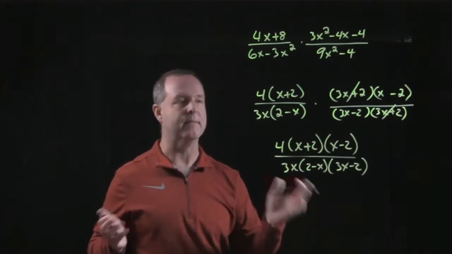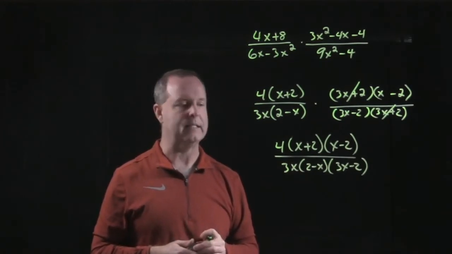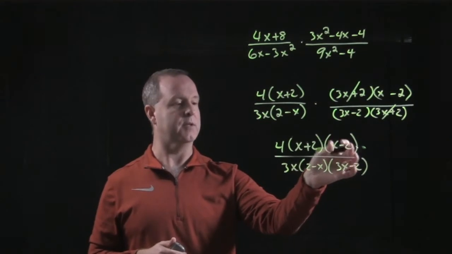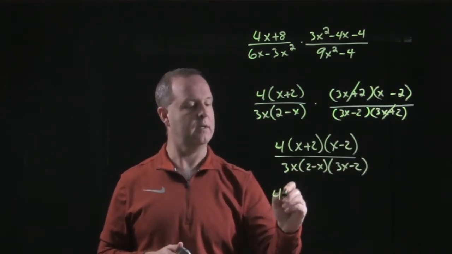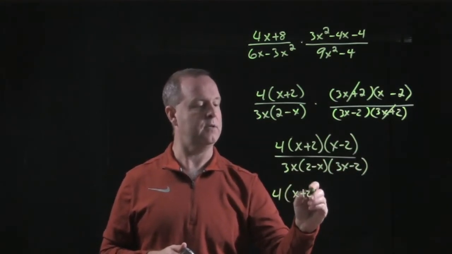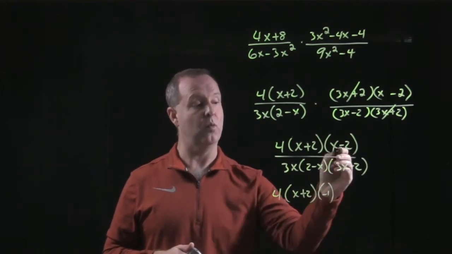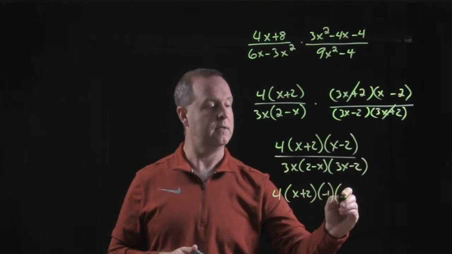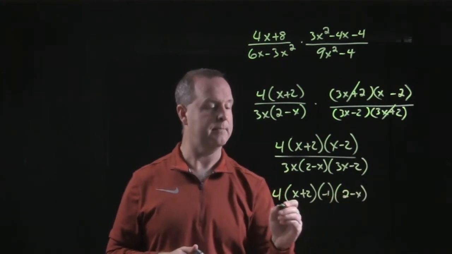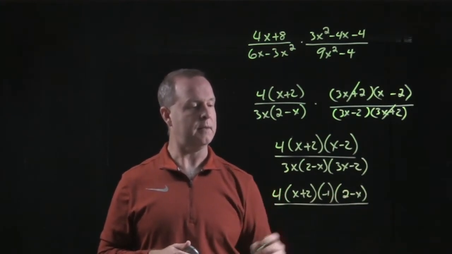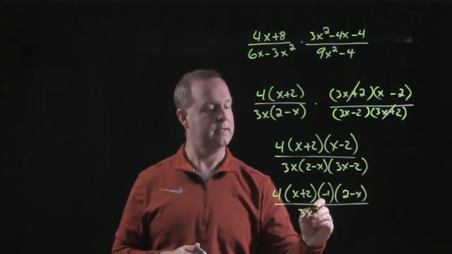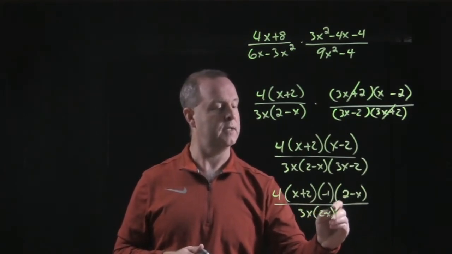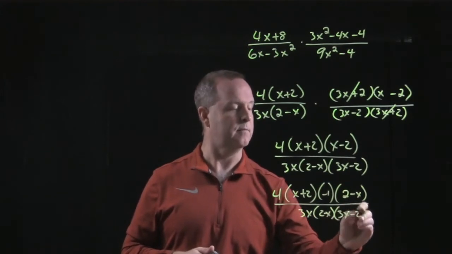I made a ton of them because sometimes my work can get sloppy. All right, let's factor out a negative 1 from this x minus 2. So I'll have a 4 times an x plus 2, factor out a negative 1, and I'm left with a negative x plus 2, and I'm just going to write it around the other way. My denominator is a 3x times a 2 minus x, sorry about that folks, and a 3x minus 2.